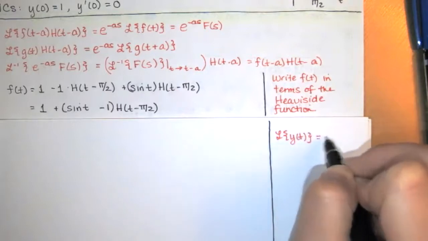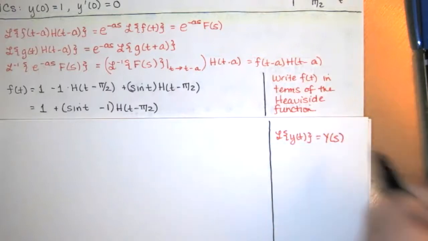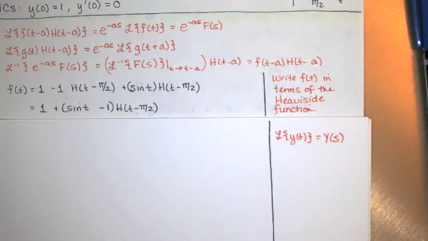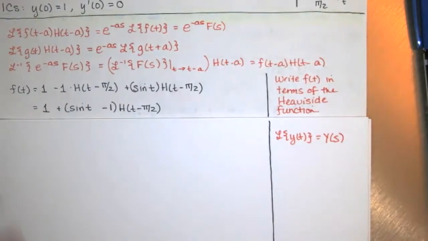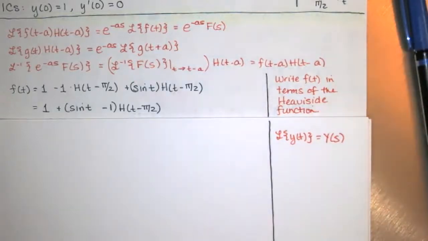I'm curious what other professors use. I'm sure that they don't say little y and big Y. They might say lowercase y of t and capital Y of s. And it's just a lot of words. It's so unnecessary to me. But I've got little y and big Y, and the Laplace transform of little y is equal to big Y.